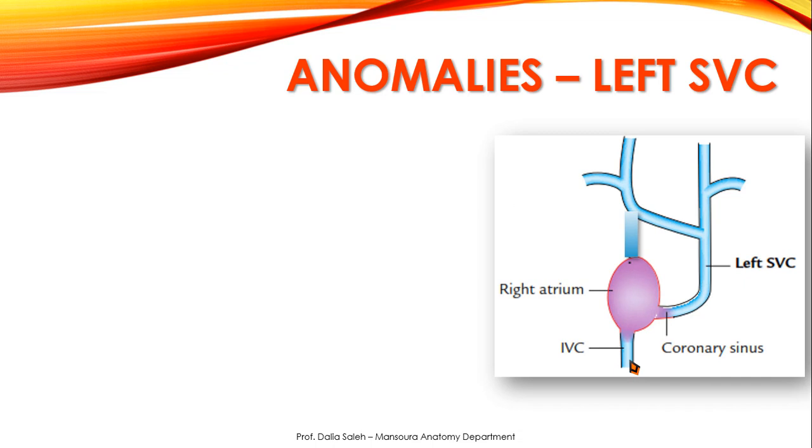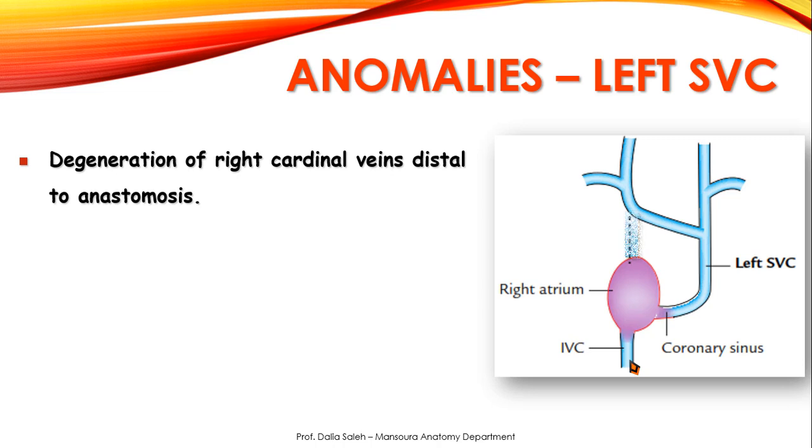Another anomaly we can see in the development of the superior vena cava is that we have left superior vena cava and the absence of the right superior vena cava. So in this case, there is degeneration of the right cardinal veins distal to the anastomosis between the two anterior cardinal veins. So this is the anastomosis, and the rest of the right system will degenerate in this area. So we have persistence of the left anterior cardinal vein forming the left superior vena cava, which again joins the coronary sinus and opens into the right atrium.